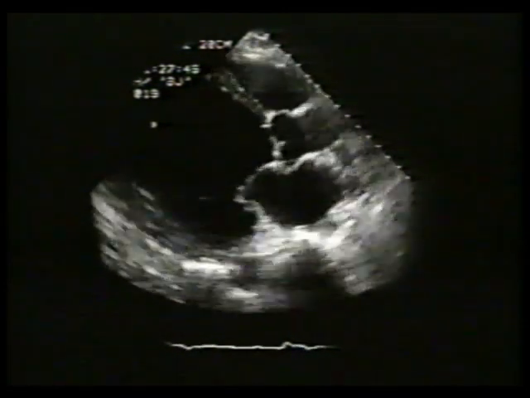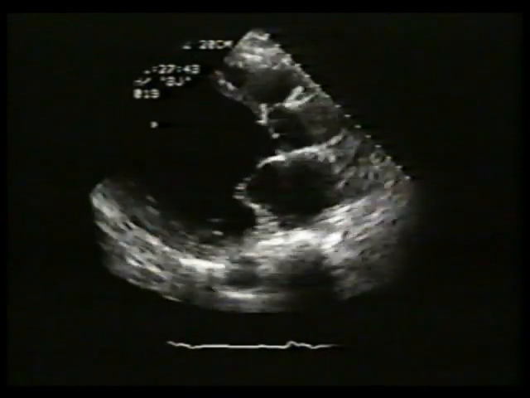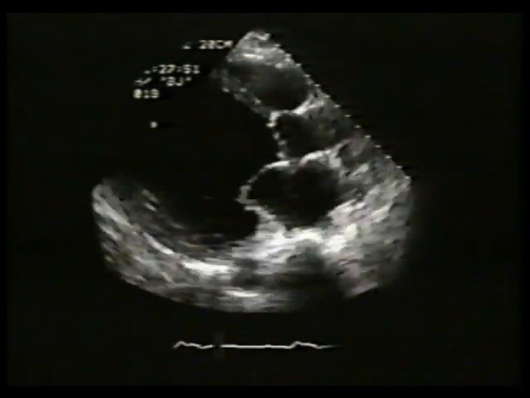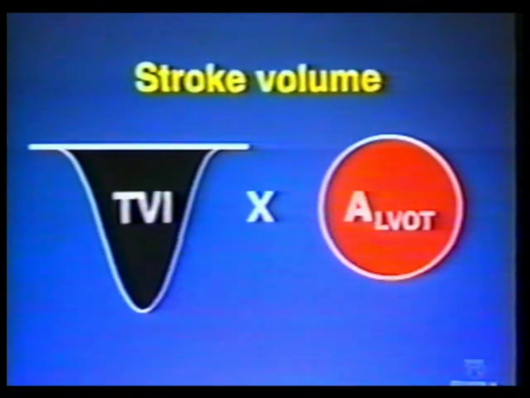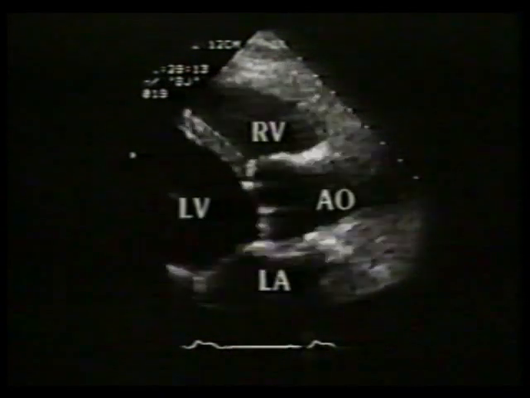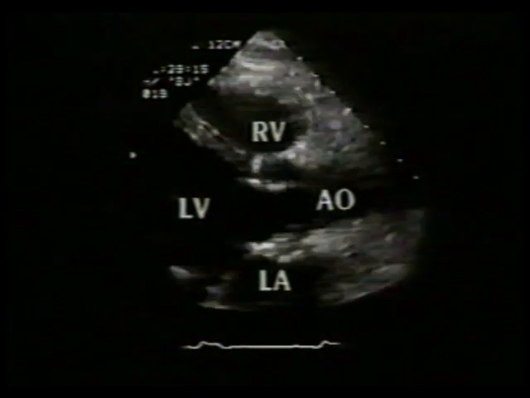This patient has an ejection fraction of 10%. As mentioned on previous tapes, 2D and Doppler can be used to calculate cardiac output. For review, the stroke volume is the product of the left ventricular outflow tract time velocity integral and the area of the left ventricular outflow tract.